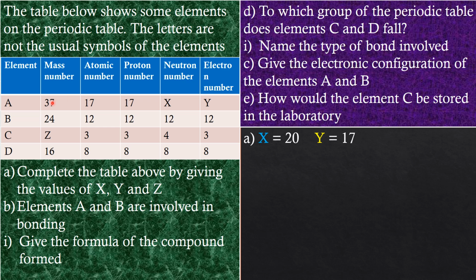Great. Now for element C, to get the value of Z, which is the mass number, they've given us the atomic number, proton number, and neutron number. Now, by definition, the mass number is given as the sum of the protons and neutrons in the nucleus of an atom. So when we sum the protons with the neutrons, which is 3 plus 4, it gives us 7. So our Z has to be 7.